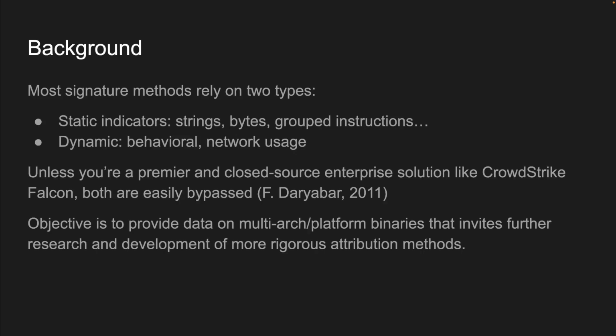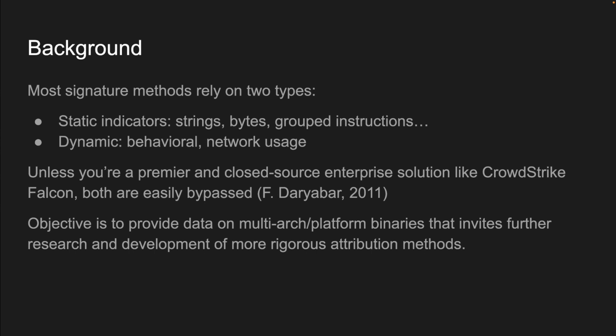So, just to start off with, we'll be covering the background for my research study, just to give us some context. Most signature methods rely on two types. You have the static indicators, which rely on strings, bytes, or grouped instructions within an executable. And then there's also the dynamic indicators, which rely on behavioral patterns or things like network usage, file descriptors, file opening, sequences of commands, things like that. Could also be if certain processes are opened in quick succession.